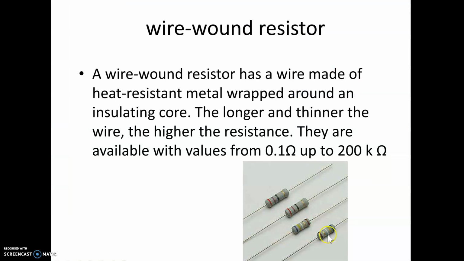So a wire wound resistor, these ones right here, are basically made of a very special heat resistant metal, and this right over here is the metal, wrapped around an insulating core. The longer and thinner the wire, the higher the resistance. They are available with values from 0.1 ohm all the way up to 200 kilo ohm.